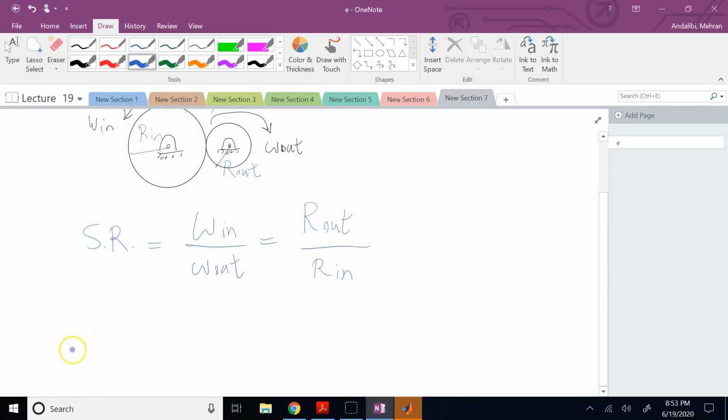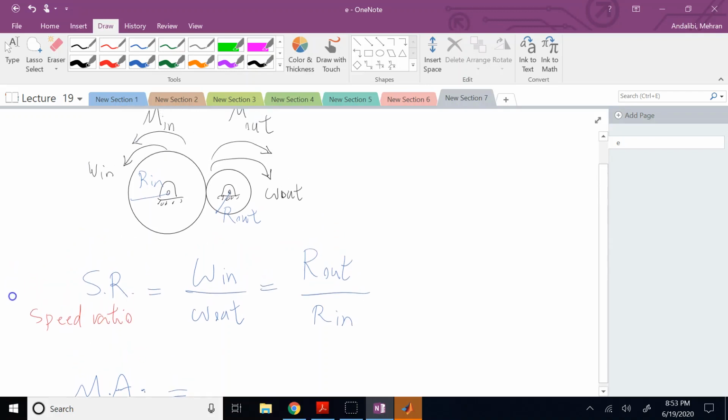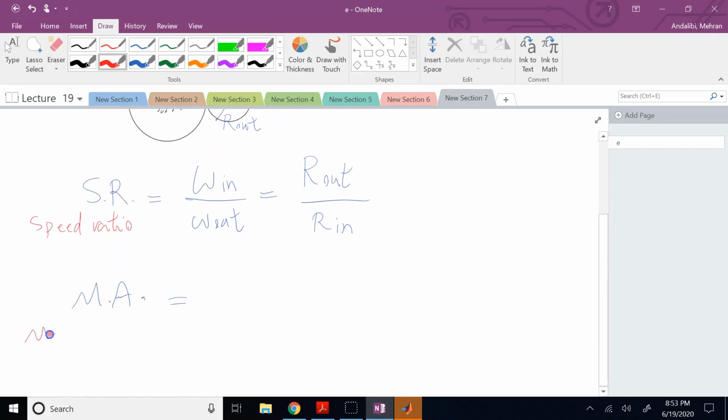Then I also defined for you something back there, and I said I'll talk about it later, and that was called mechanical advantage, right? So this was the speed ratio for a set of mesh gears, and this is called the mechanical advantage. It is defined as the moment or torque that you get in the output divided by the moment you get in the input, okay?